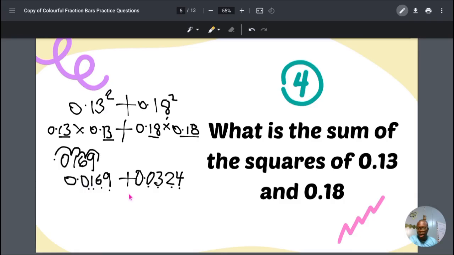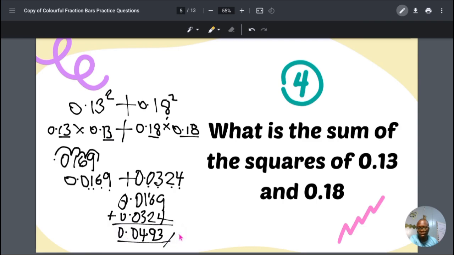Okay, so we are adding this, so that will be 0.0169, adding 0.0324. So adding that, 9 plus 4 is 13. I take 1 to the other side. That's 6 plus 2 is 8, plus the 1 is 9. 1 plus 3 is 4. 0 plus 0 is 0. And 0. So that's our final answer for that.